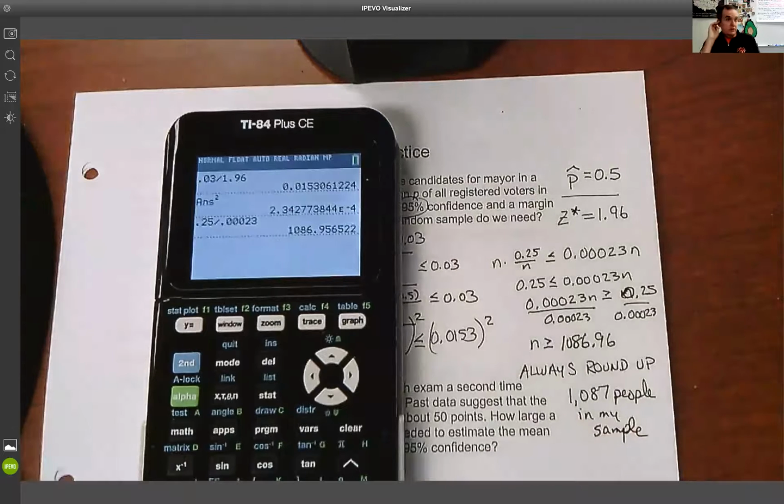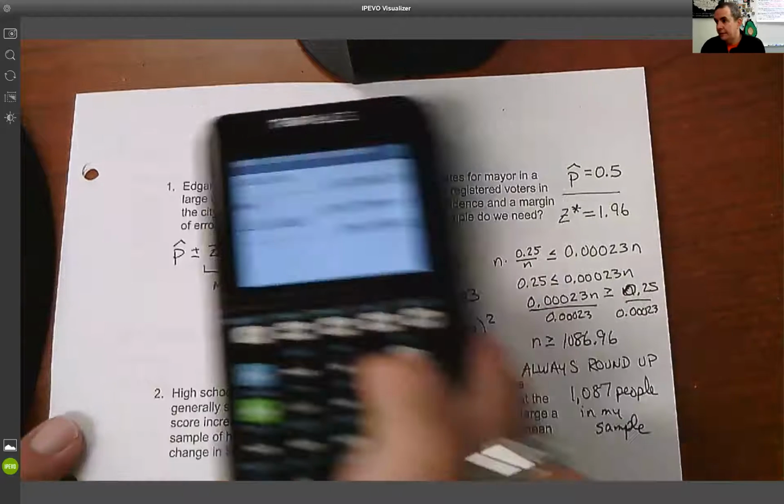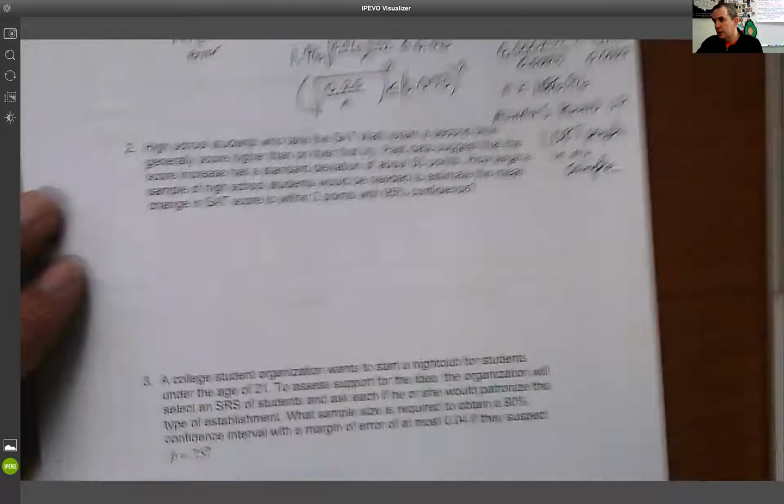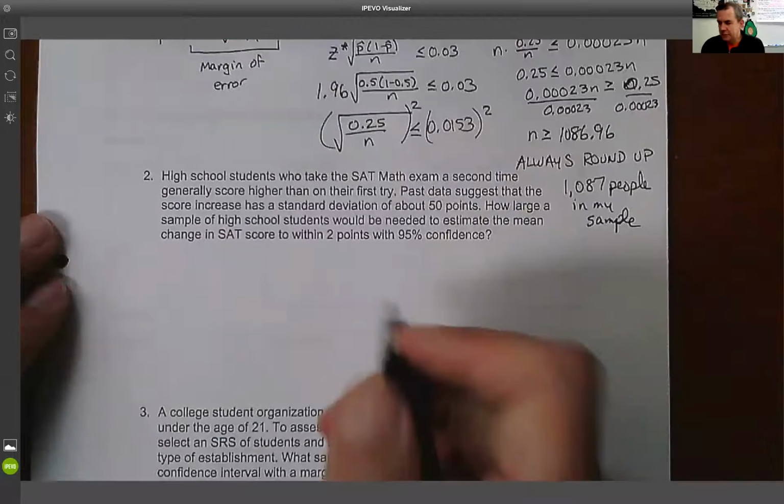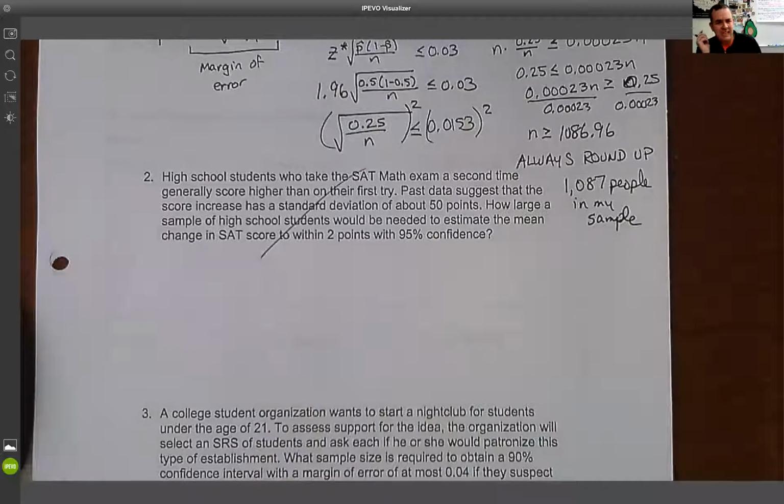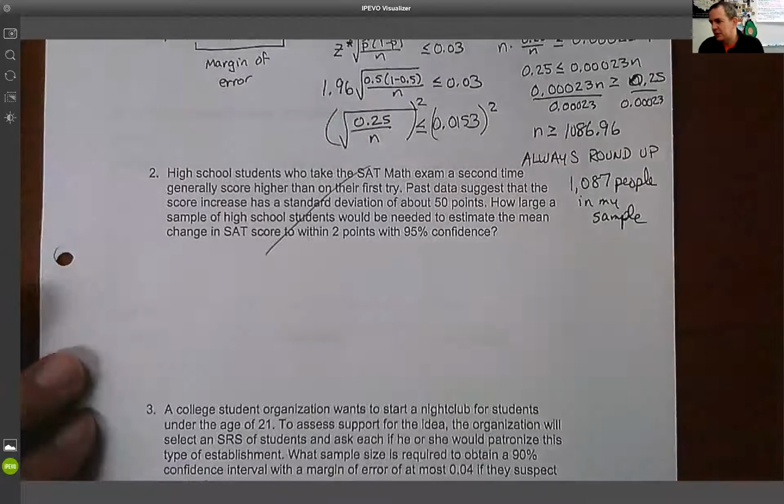It's honestly the most math you're going to do on any problem on the entire test, trying to figure out the appropriate sample size. So that's how we do that. We're going to skip number 2 because that's means. I'm going to say it doesn't normally happen for means. I can show you it's the same process, but let's just stick with proportions for now.